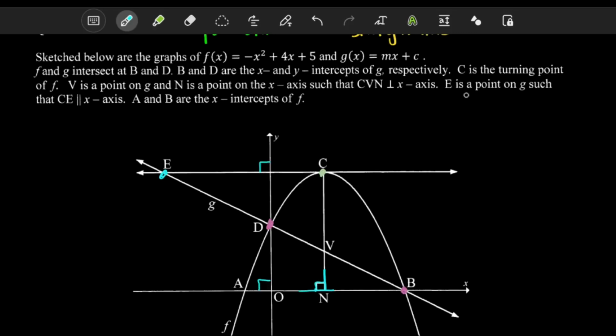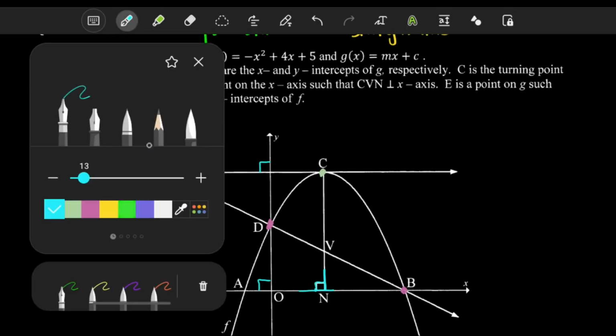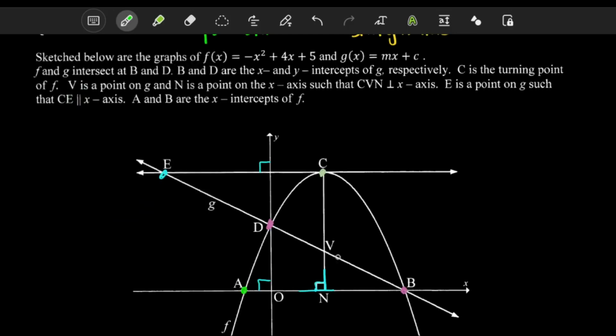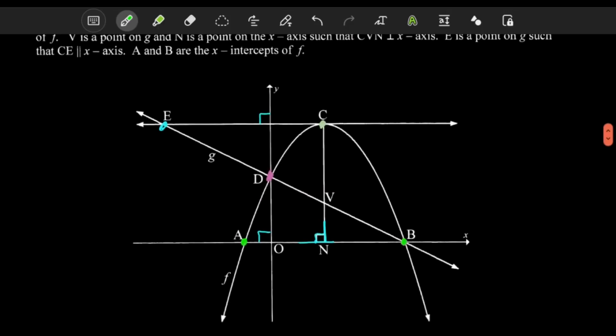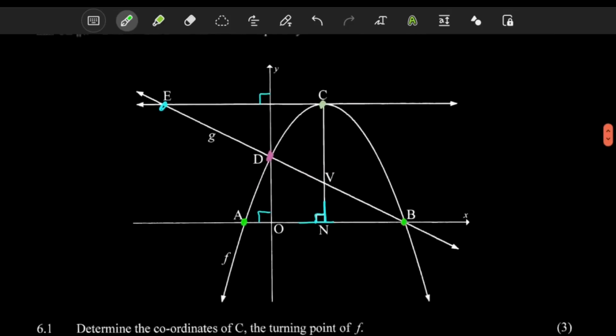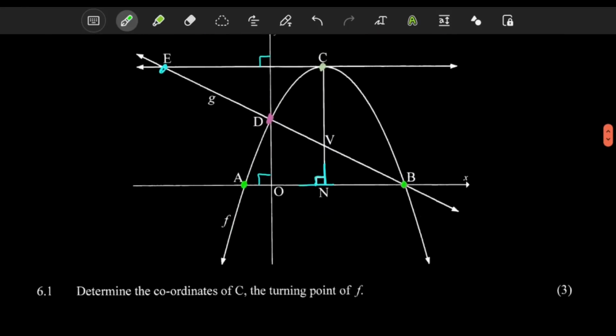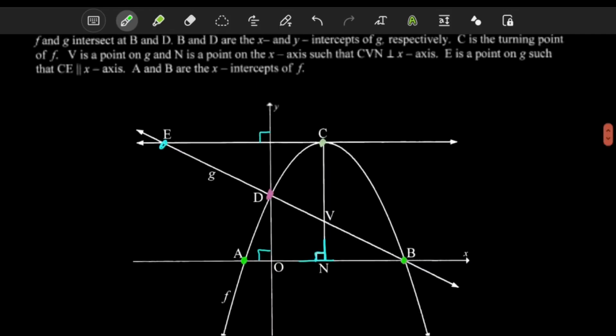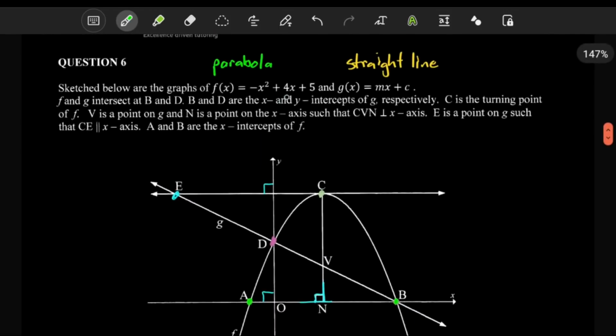Anyways, it then says here A and B. Where are A and B? They've spoken about them. There's A over here, there's B over there. These are the x-intercepts of f. And this is how you want to read questions: read and look at the description. So all this being said, for 3 marks, they say determine the coordinates of C, which is the turning point of f.